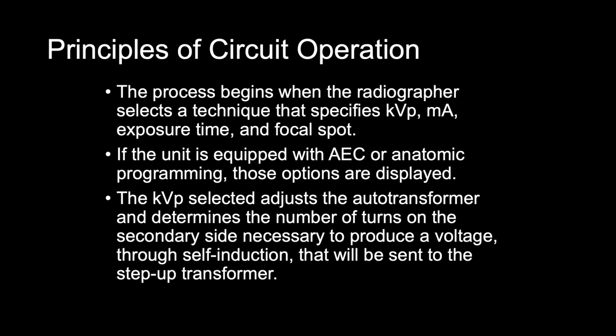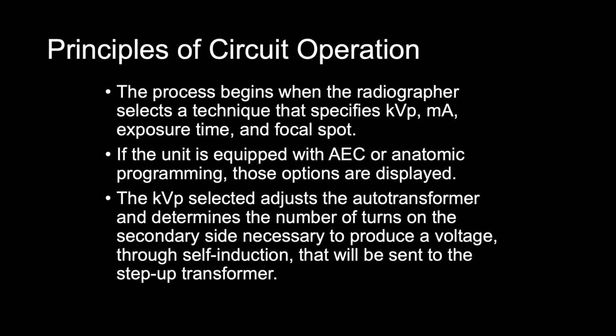The operating console offers options for selecting kVp, mA, exposure time, and focal spot size. If the unit is equipped with an AEC, or anatomic programming, those options are also displayed. The same is true for bucky selection, if both a table and a wall bucky are available. The process begins when the radiographer selects an exposure technique, which specifies the kVp, the mA, the exposure time, and the focal spot. From here, it is easiest to follow the sequencing of events in two parts.